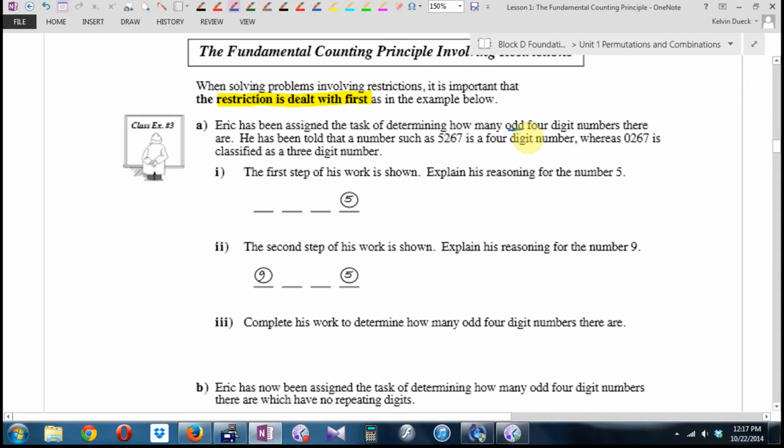Now, I have to do one more thing. When I'm talking about 4 digits, for this entire unit from now on, if I'm talking about a 4-digit number, it can't start with a 0. That would be a 3-digit number as far as I'm concerned. So I wrote down here, this is a 4-digit number, that's a 3-digit number. The first step of his work is shown. He drew 4 blanks. Why did he put a 5 in for the number of choices for the last digit?